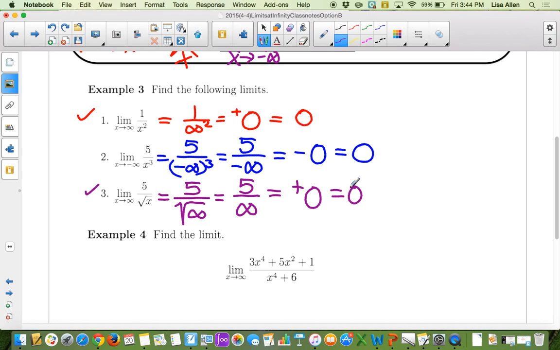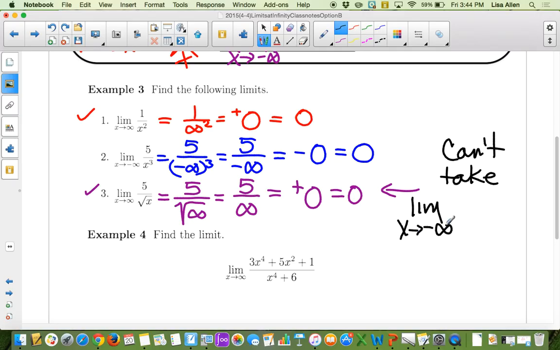Okay, now note on this last one, we can't take the limit as x approaches negative infinity of 5 over the square root of x here, because the limit does not exist, because the function does not exist here. You can't take the square root of a negative number.